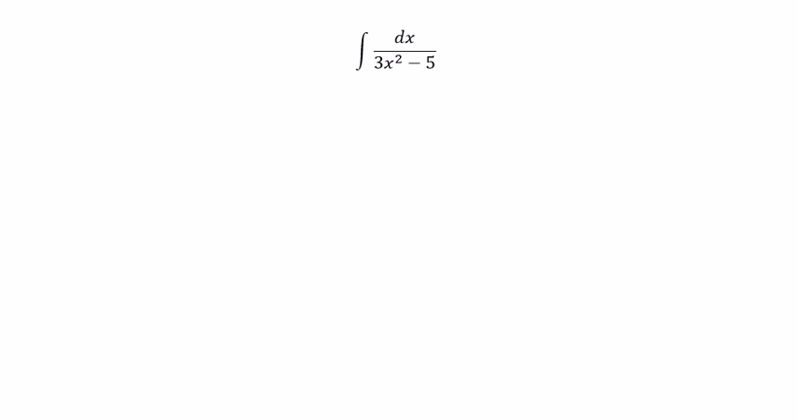The topic today is about the integral. We have the integral of dx over 3x squared minus 5. So I will show you the technique how to answer the question. First, we need to divide both sides with number 3 on numerator and denominator.